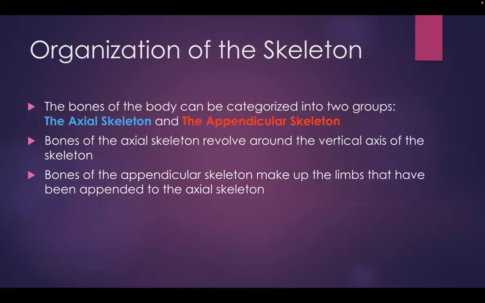All right, so the skeleton is organized into two different groups, the axial skeleton and the appendicular skeleton. The bones of the axial skeleton revolve around the vertical axis of the skeleton, and the bones of the appendicular skeleton will make up the limbs that have been appended or attached to the axial skeleton.